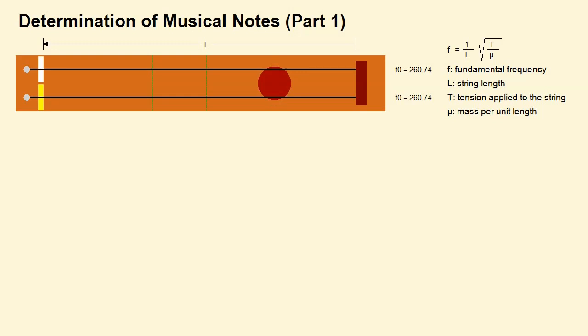Since the vibration frequencies of both strings are identical and have been struck simultaneously, it is impossible to distinguish between the two sounds. Let us note this frequency, which corresponds to the C of 260.74 Hz, indicated by C4.